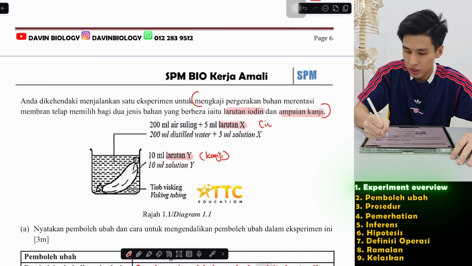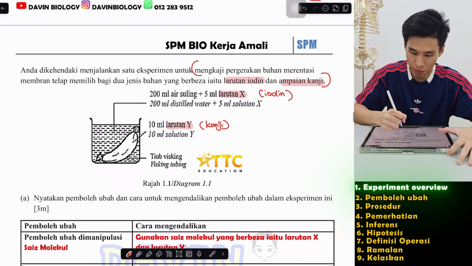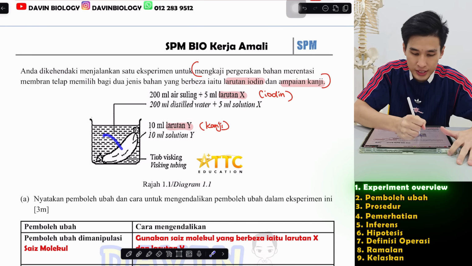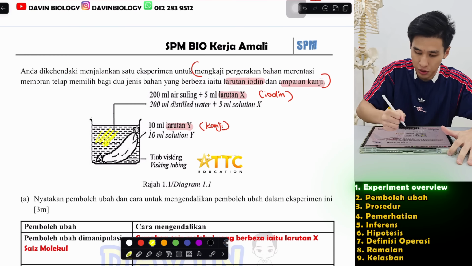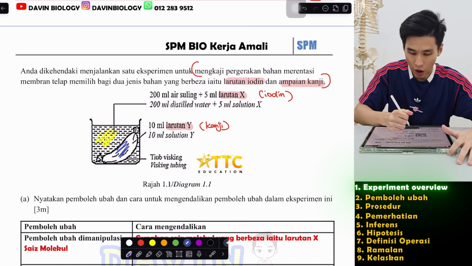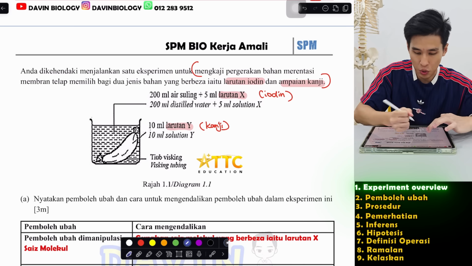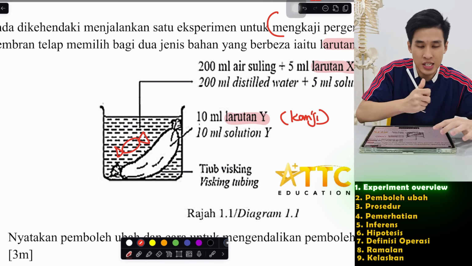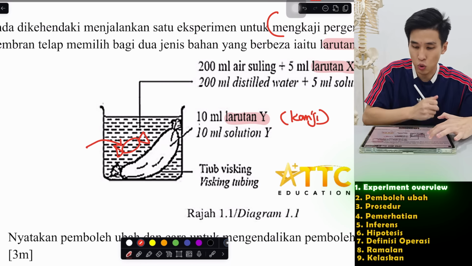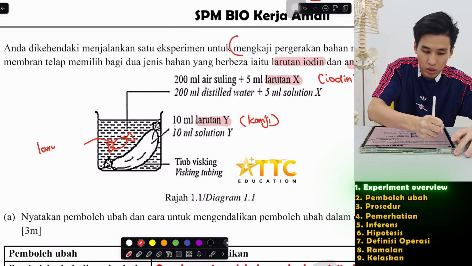So this is the kanji. And then like I mentioned, iodine will go inside. So here initially is yellow color, but after iodine goes in already become biru tua. However, just now I told you that it could be another Visking tube here. Inside, maybe it's something else. So maybe they put here larutan Z.